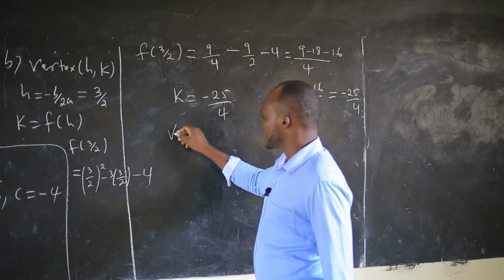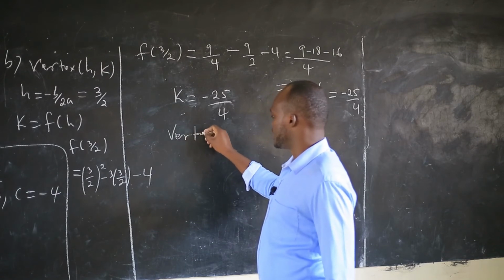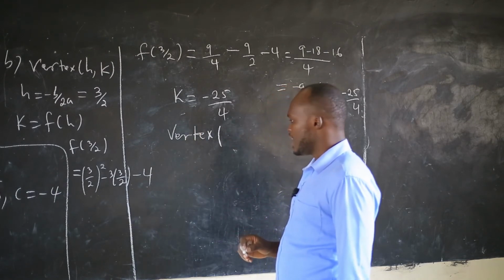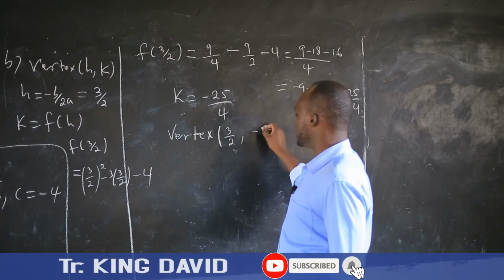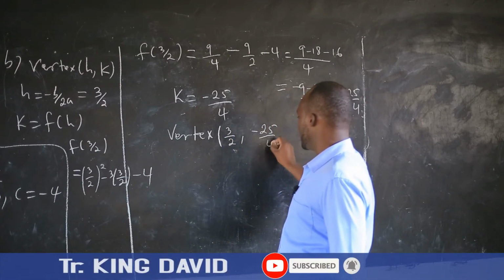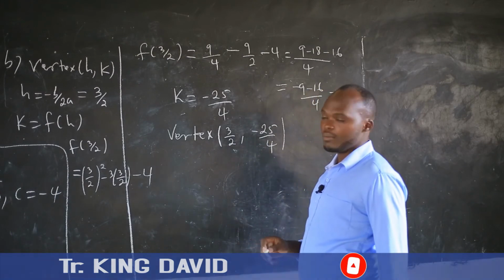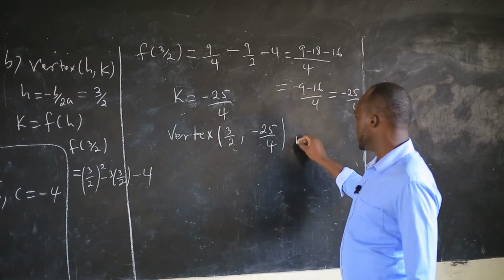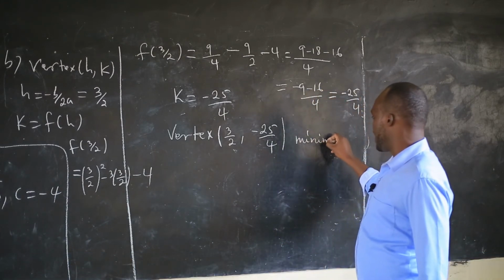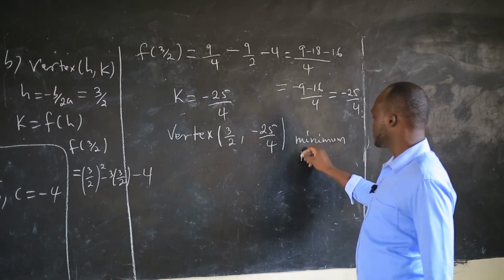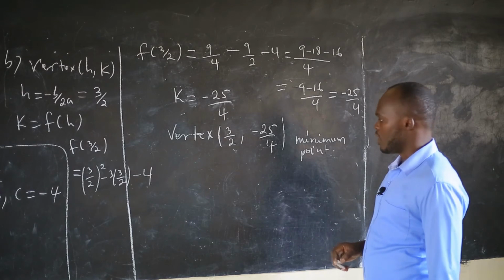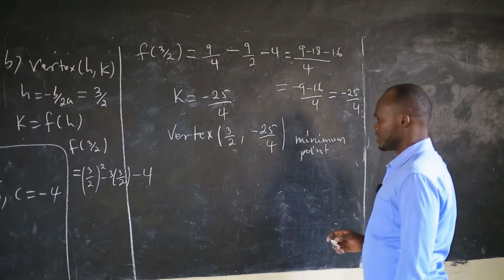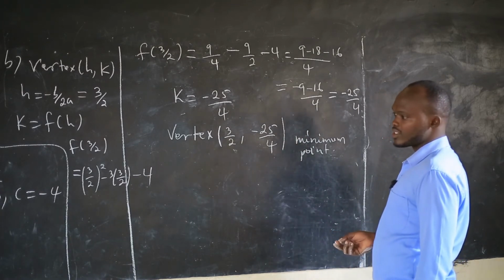So that means the vertex is (h, k), our h is 3 over 2, our k is negative 25 over 4, which is the minimum point, because our a is positive. So from there, we're going to sketch, because they say that we have to sketch.